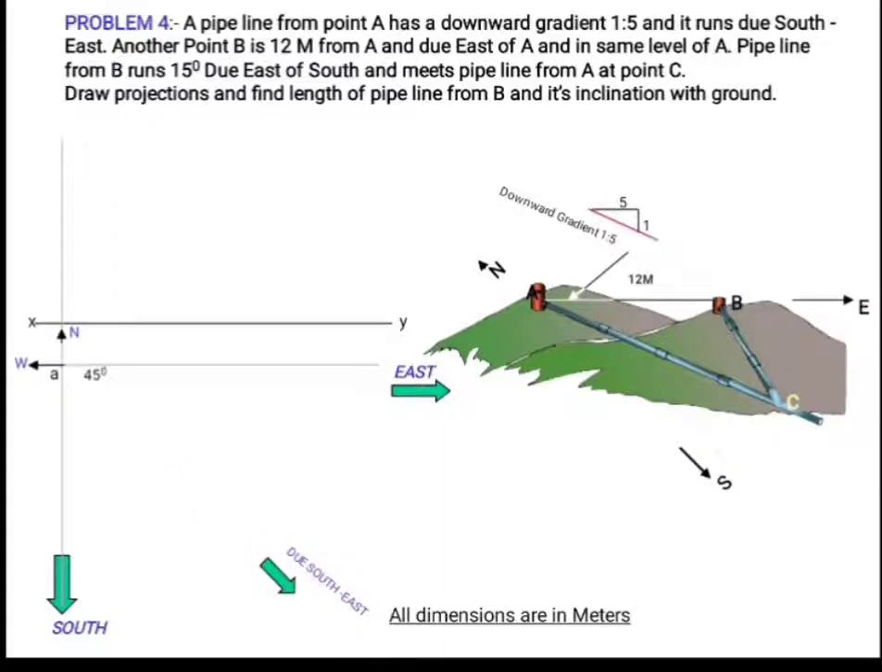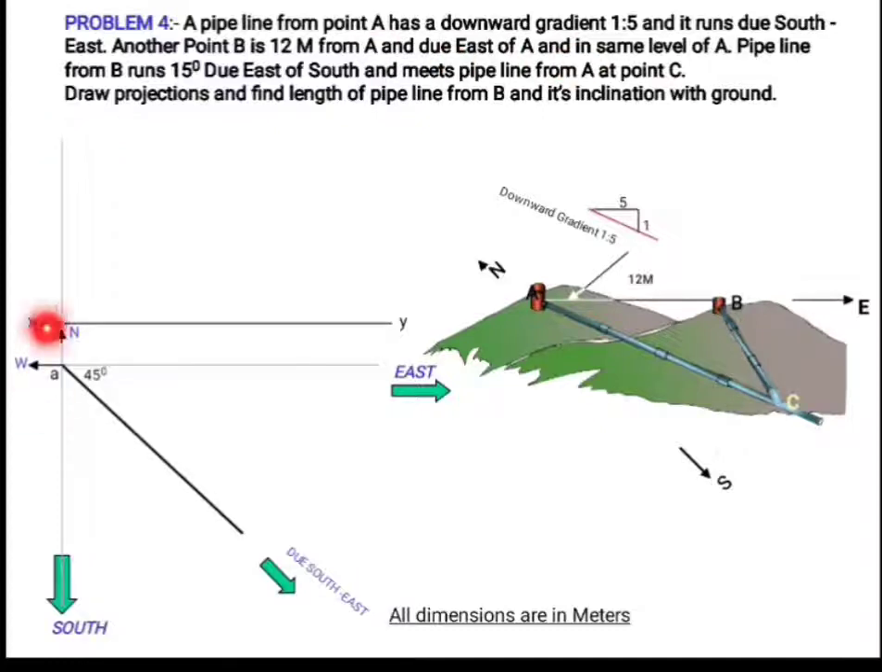I am going to mark a line which is 45 degree inclined towards east direction. I don't know exactly what is the length of the line. So I mark just a line from point A in the 45 degree. Another point B is 12 meter from A and due east of A and in the same level of A. The level difference will always be visible for an observer looking from the front. So in the elevation we can mark the same level for A dash and B dash.